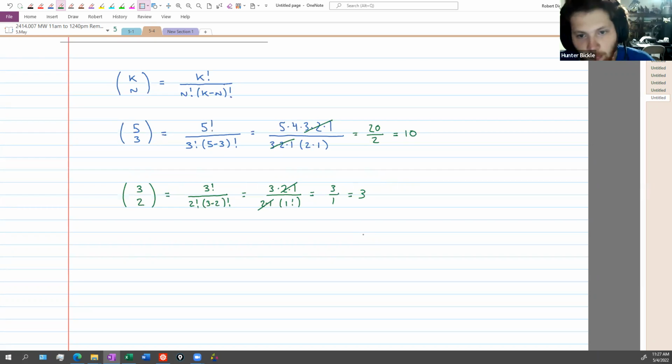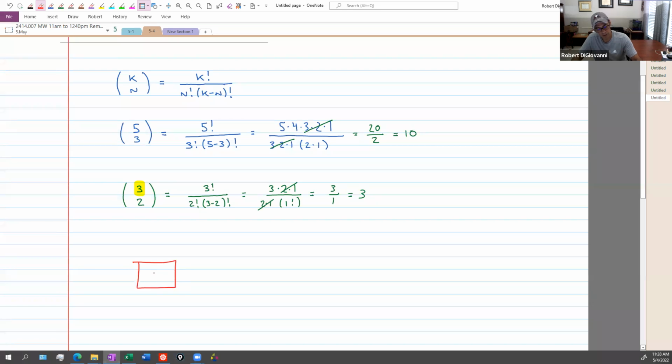Let me explain what it is. So right here on this first one, the 3 means, let's say we have 3 objects. One, let's call it object A, object B, and object C. I have 3 things, 3 people lined up against a wall, whatever you want. And what I want to do is I want to choose 2 of them. That's the second number.